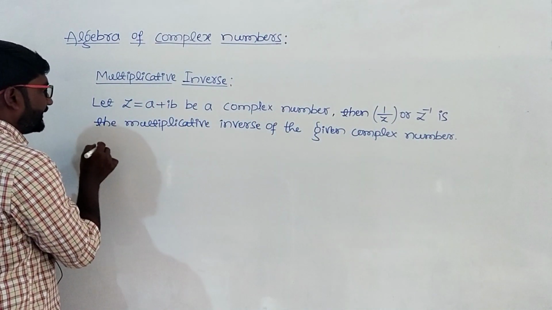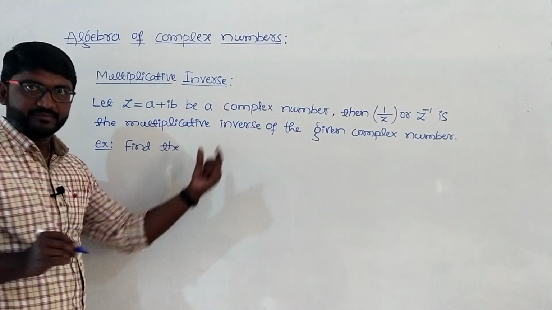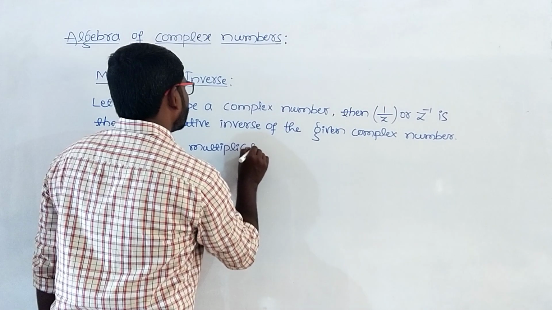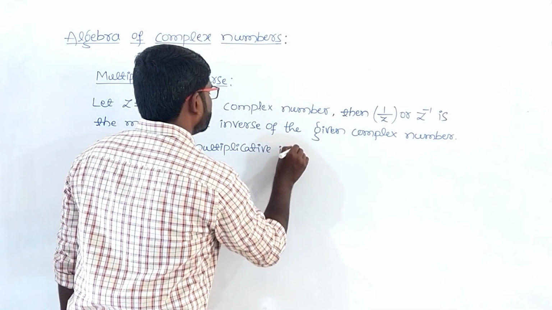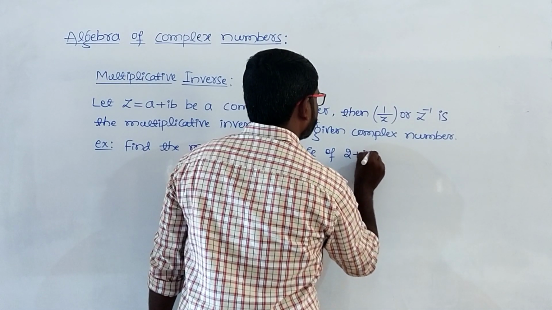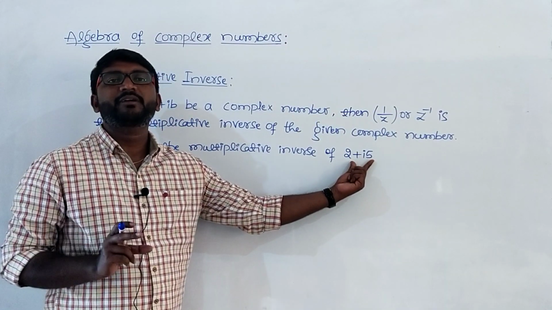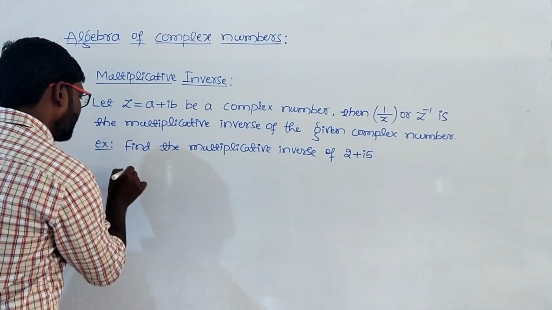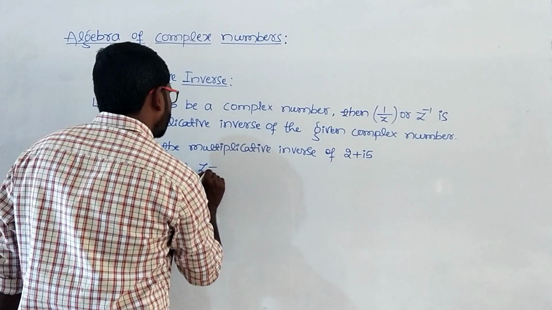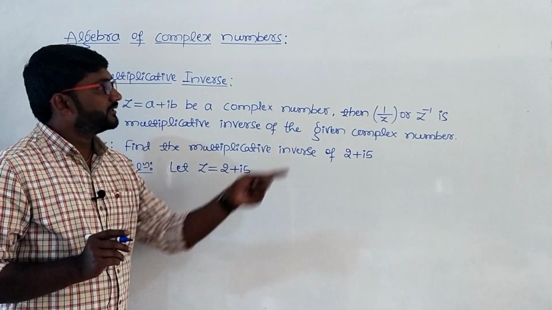So see here, I will take an example now. Any random example. Find the multiplicative inverse of 2 plus i5. For the multiplicative inverse, you have to take this as Z. Any complex number we represent with capital Z or small z, as we discussed in yesterday's class. See here, let Z be equal to 2 plus i into 5. So now we have to find the multiplicative inverse, that is 1 by z.